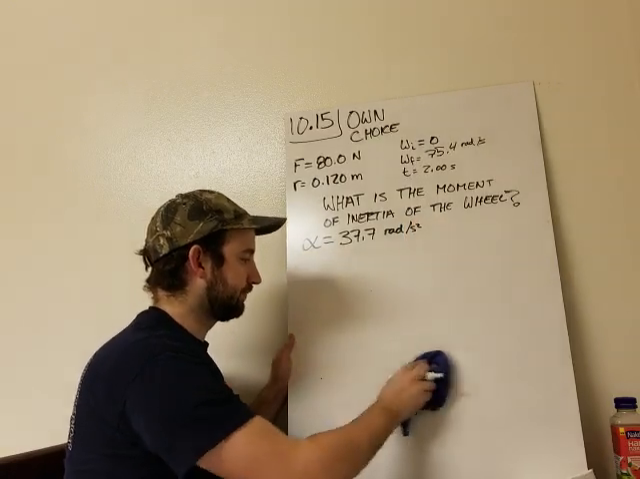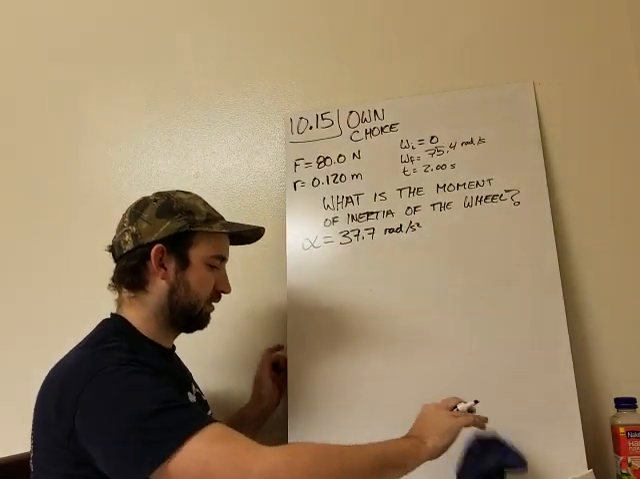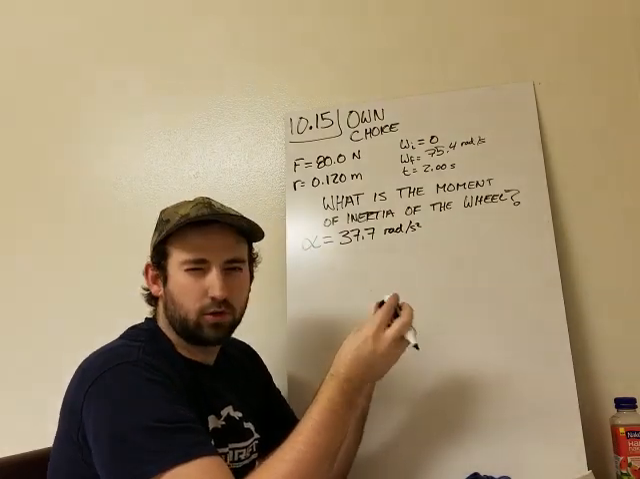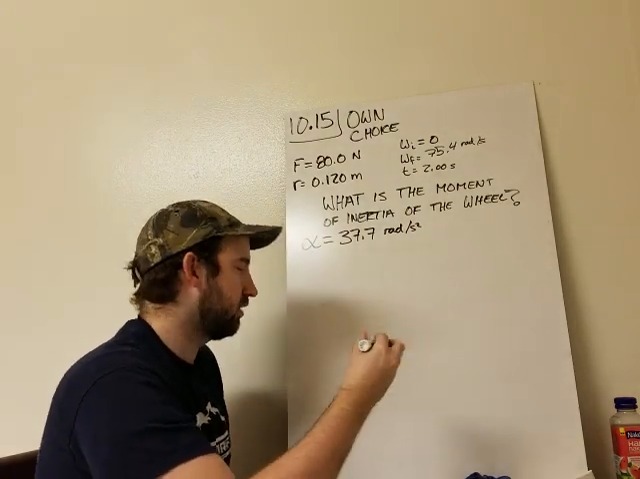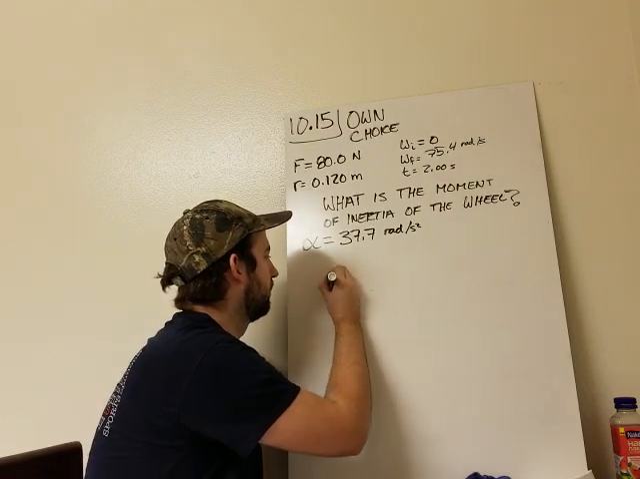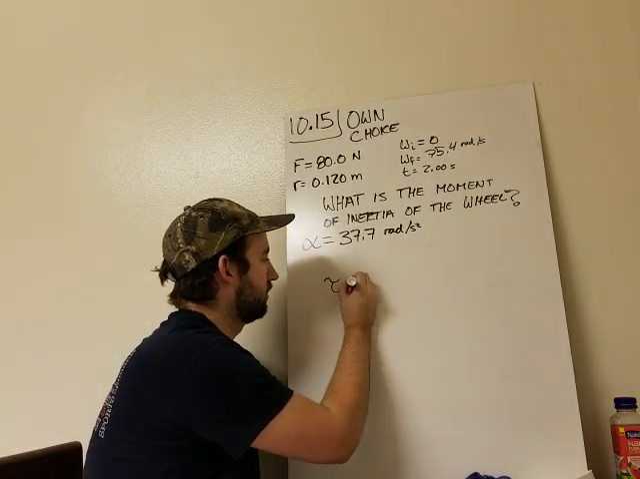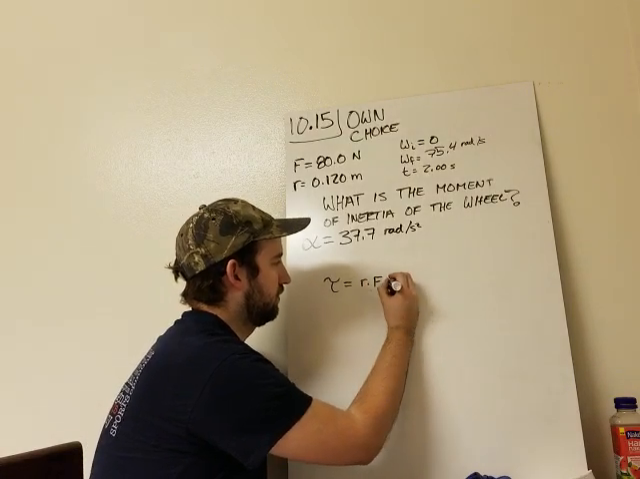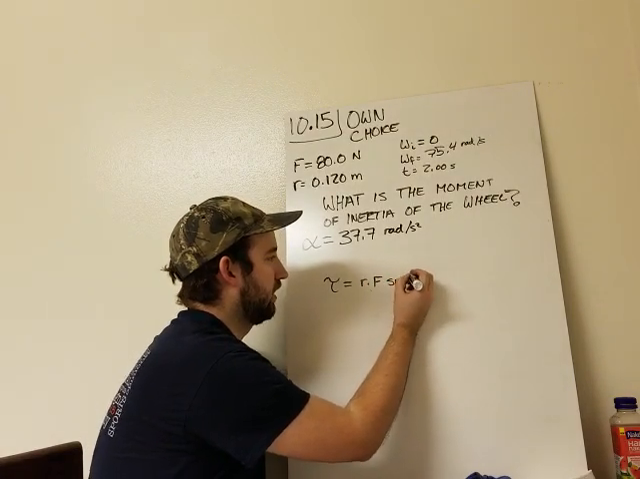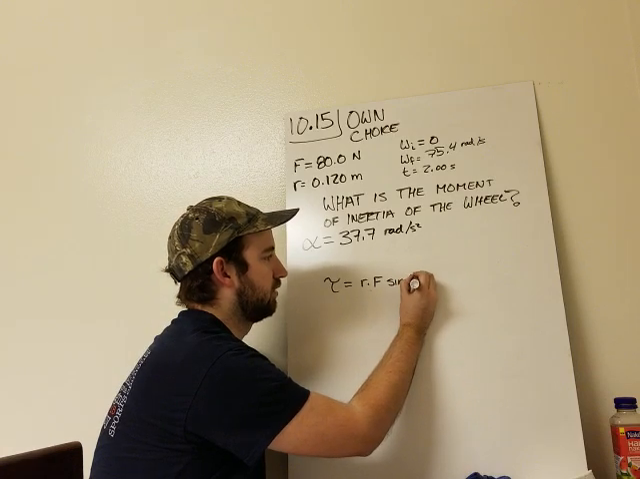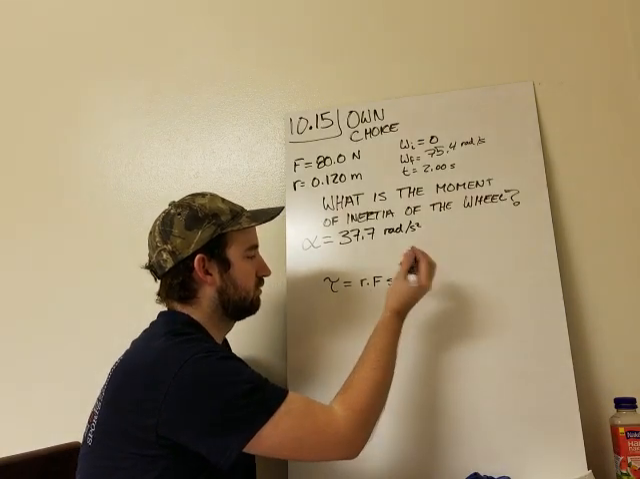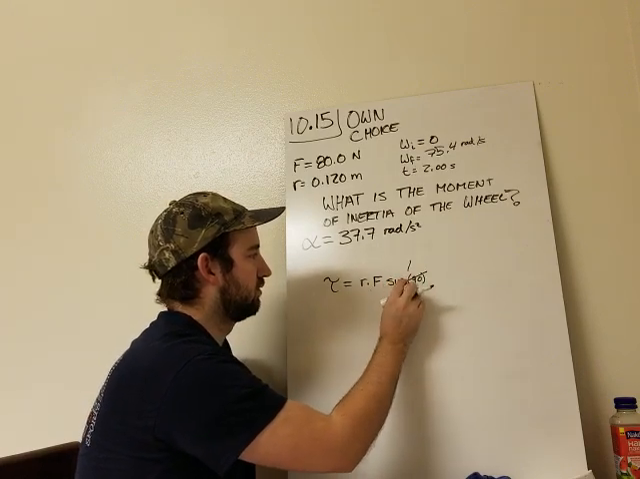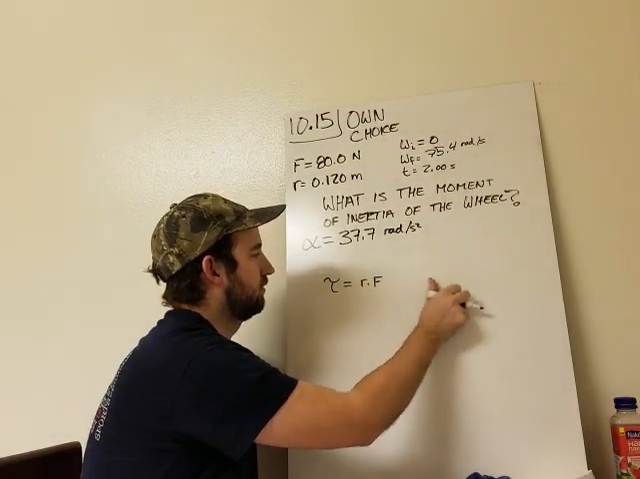All right. So next we're going to need to use 2 of our torque equations. And so we know that torque is equal to R times F sine of the angle. We know the angle is going to be 90 degrees because of how our force is working out. Sine of 90 is just 1, so really it's just going to be RF.